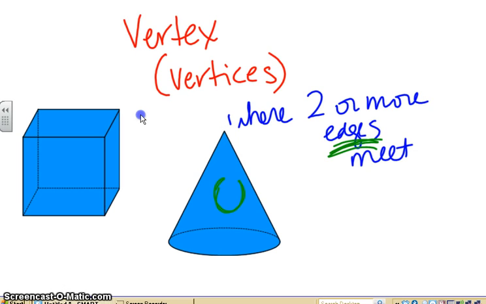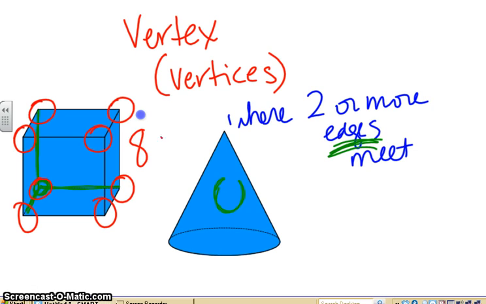So when we look at this cube, we see that this edge, this edge, and this edge all come together right here to form a vertex. So yes, it is very easy to say that, oh, it's just the points of a shape. But we have to remember that the vertices are where two or more edges meet. And when I'm on a test doing this, I always make sure that I go and circle every single vertex that I can find to make sure that I've got them all. And then when I count them, I see that, oh, this cube has 8 vertices.